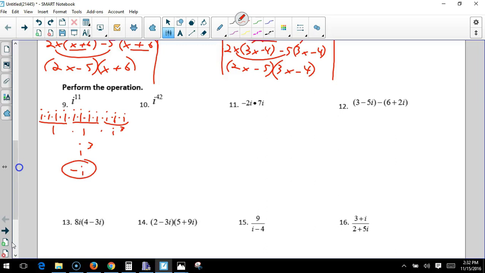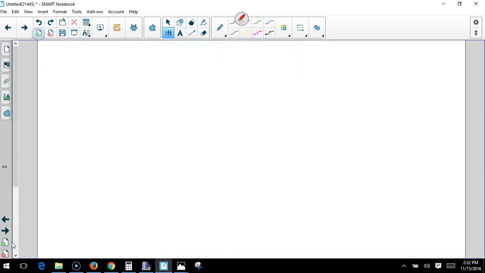Now, quick side note. You do have to have these memorized. But look, here's how easy it is. There's only 1, 2, 3, and 4. You all pretty much know that anything to the first is itself. And we've talked about over and over that I to the fourth is 1.